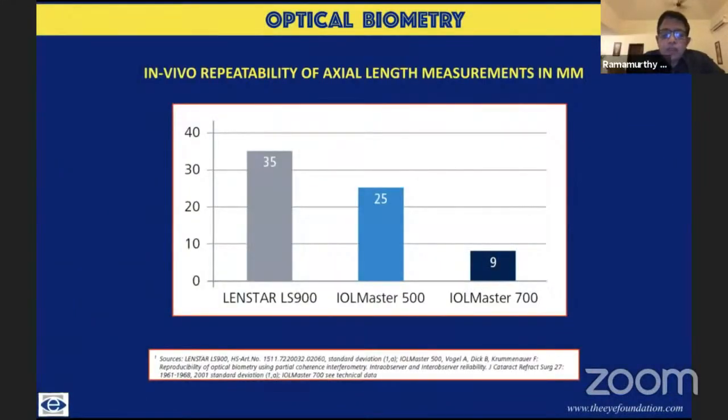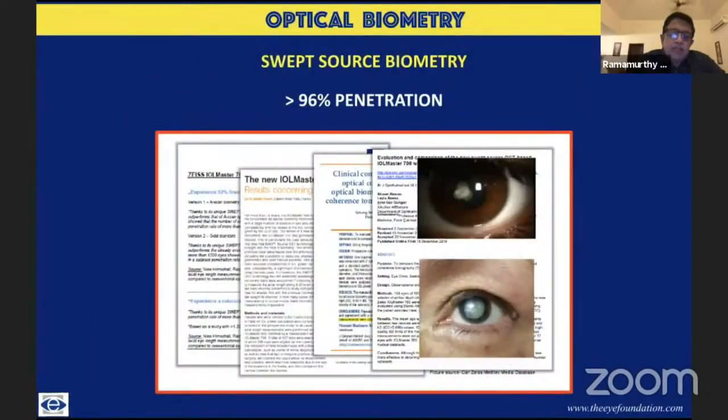This is a study which showed that with the IOL Master 700, the repeatability of axial length measurements is in the range of about just 9 microns. And with the IOL Master 500, it's 500 microns. With LENSTAR, it again ranges between 20 to 35 microns, which is almost 1/10 of the error that you could get with an immersion A scan. And that's the reason that these instruments work very accurately.